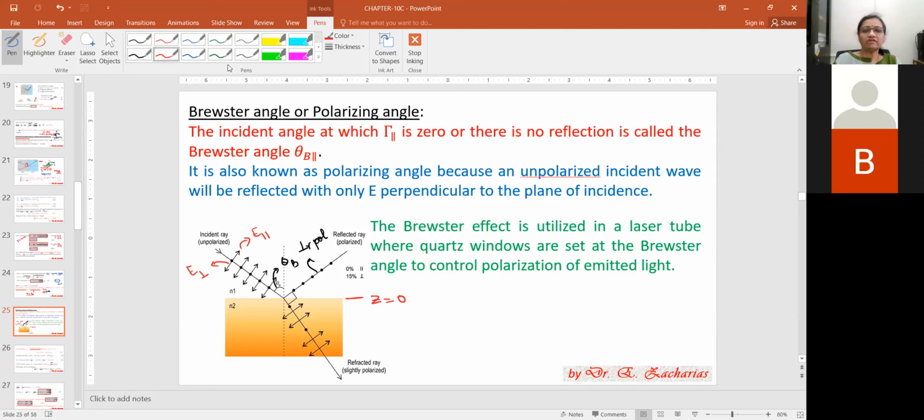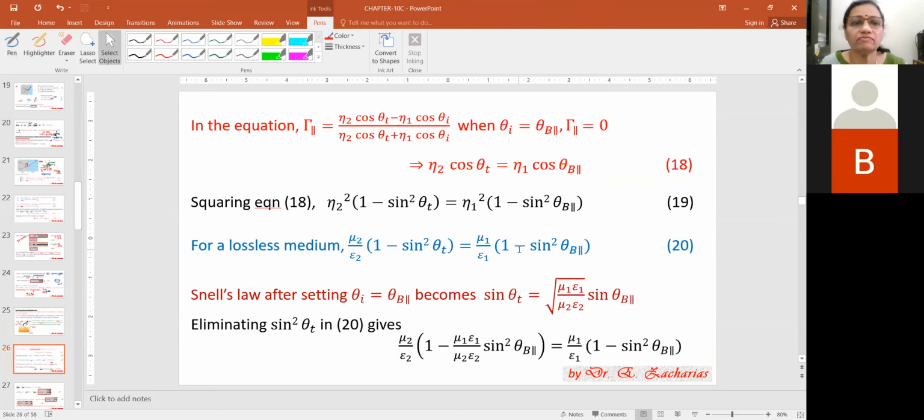So this is called the Brewster effect. The Brewster effect is utilized in a laser tube. In a laser tube, you use quartz windows, and the quartz window will be set at the Brewster angle, so that the light which comes from the laser source hits it at the Brewster angle, and what comes out is purely polarized. The emitted ray will be the transmitted ray, so the transmitted ray will be polarized light. Did you understand this? Yes, ma'am. This is how the polarizer works.